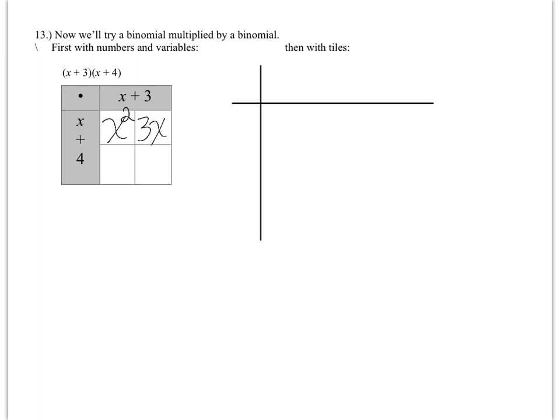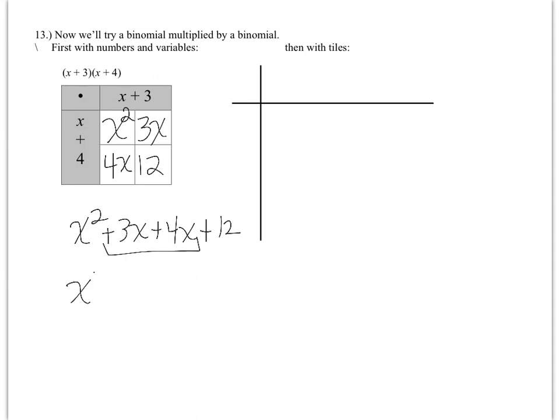And then the next row, this one is going to be x times 4, which is going to give me 4x. And then the last box is going to be the 4 times the 3, which is going to give us 12. So then if we look at the product, what we have is x squared, we have a positive 3x, we have a positive 4x, and we have a 12. So if I put all of that together, that's going to give me x squared plus 7x plus 12.